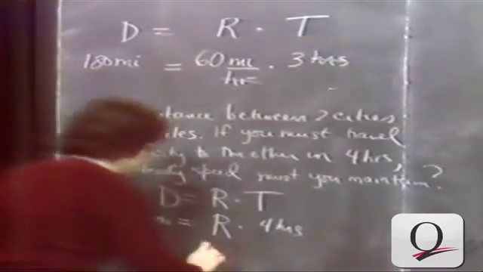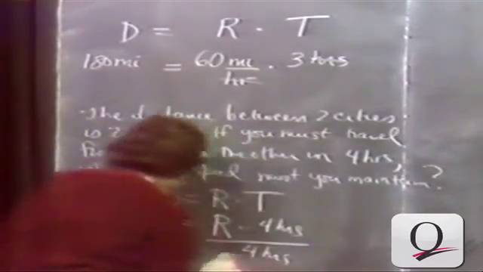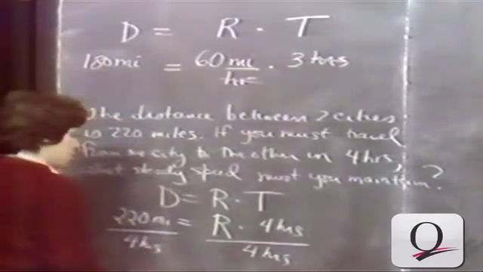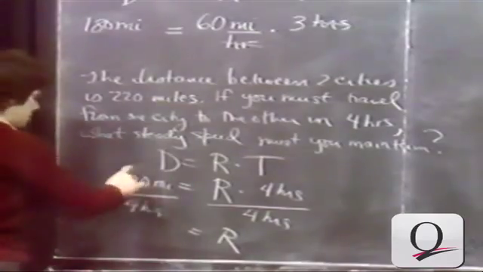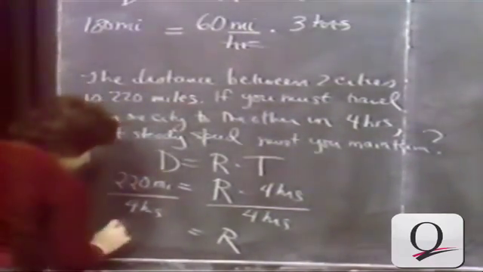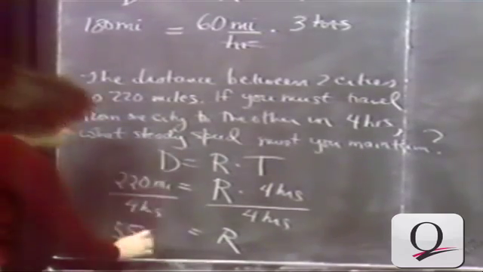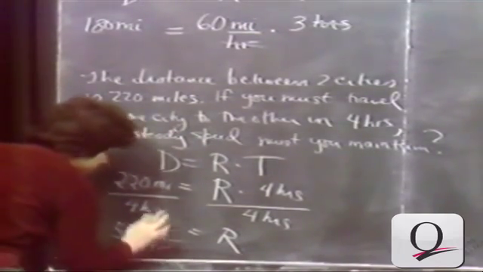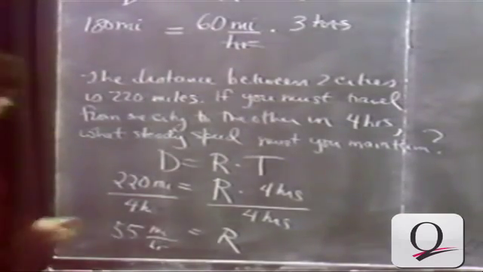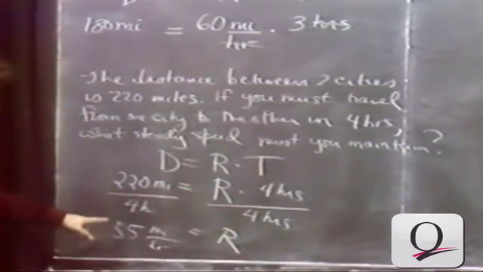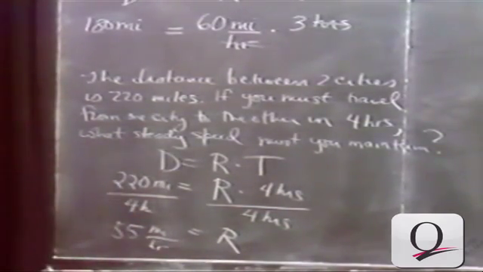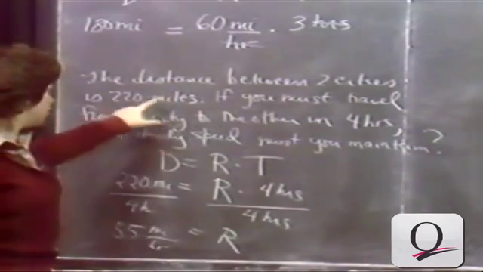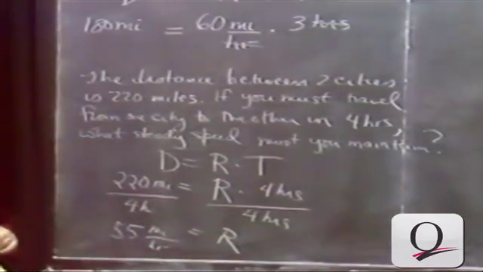Dividing both sides of this equation by 4 hours, we get that r, because the 4's cancel on the right-hand side, is 220 over 4, which is 55. And notice that the unit is miles per hour. The distance divided by the time gives you the rate. You must travel at an average speed of 55 miles per hour to travel 220 miles between these two cities in 4 hours.